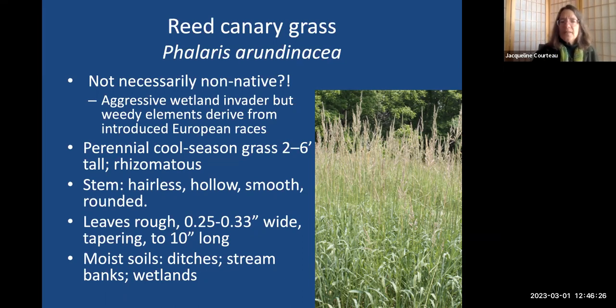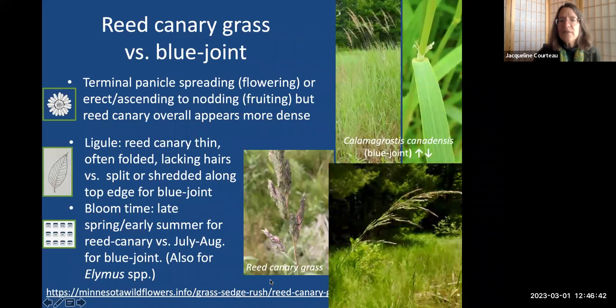It's a cool season grass, 2 to 6 feet tall, rhizomatous. The stem is hairless, hollow, and smooth. The leaves are wide, tapering, and up to 10 inches long, and this is often in moist soils such as stream banks. One of the things that you might really confuse this with is our native blue joint grass, or Calamagrostis canadensis, because that's the other grass that grows widely in a similar kind of setting.